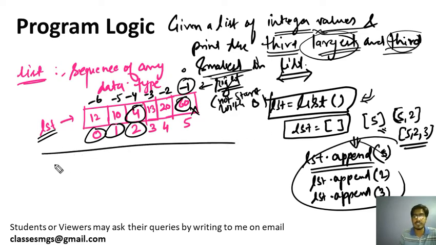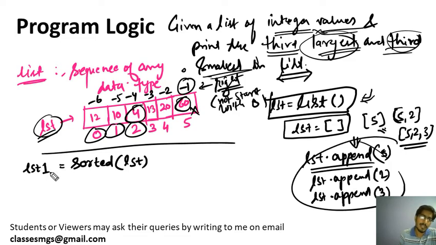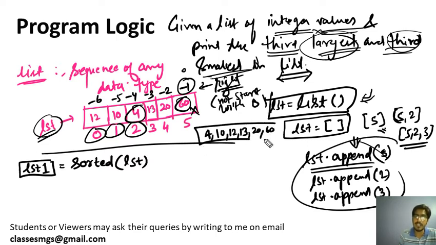Another logic I am going to tell you is this: you need to sort this list. You can sort this list using the Python sorted method. Python has a method called sorted, and if you pass the list to it, it will return another list, let's suppose list 1, sorted in ascending order. Ascending order means the minimum value will come in the starting position: 4, then 10, then 12, then 13, then 20, then 60. This is known as ascending order. If you sort it like this: 60 first, then 20, then 13, then 12, then 10, then 4, then this is known as descending order.